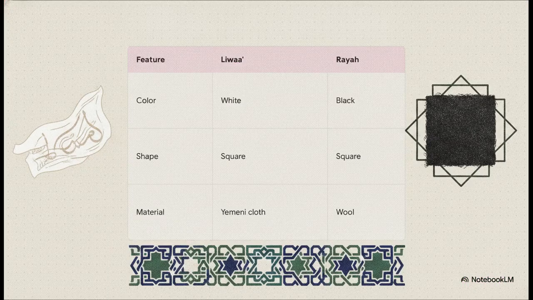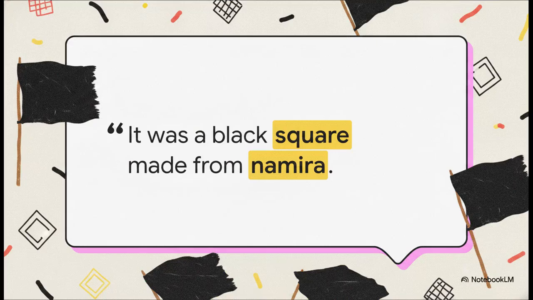If we pull a visual blueprint directly from the Hadith, the recorded traditions of the Prophet, notice the stark simplicity here. The liwaa is white, and the rayah is black. The rayah is explicitly described as square-shaped and made of a wool material known as namira. Listen to this specific hadith from Al-Bara bin Azib.